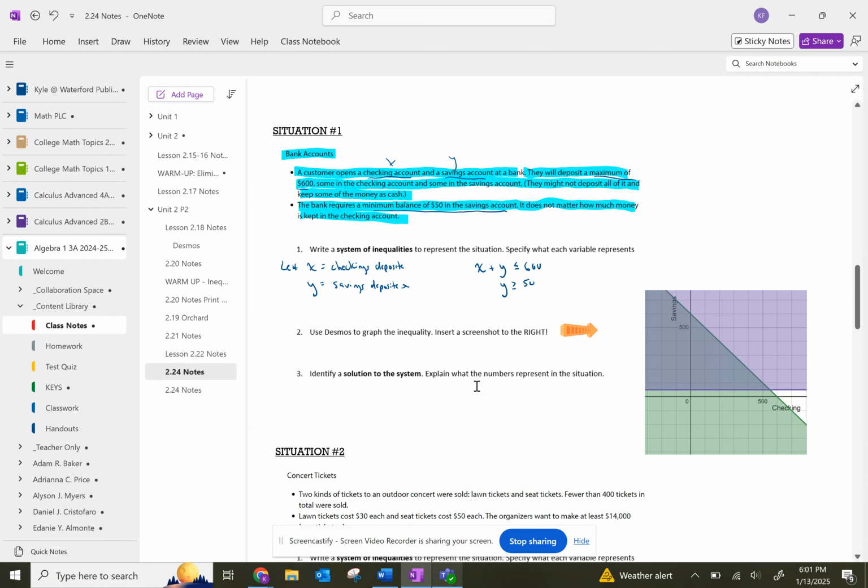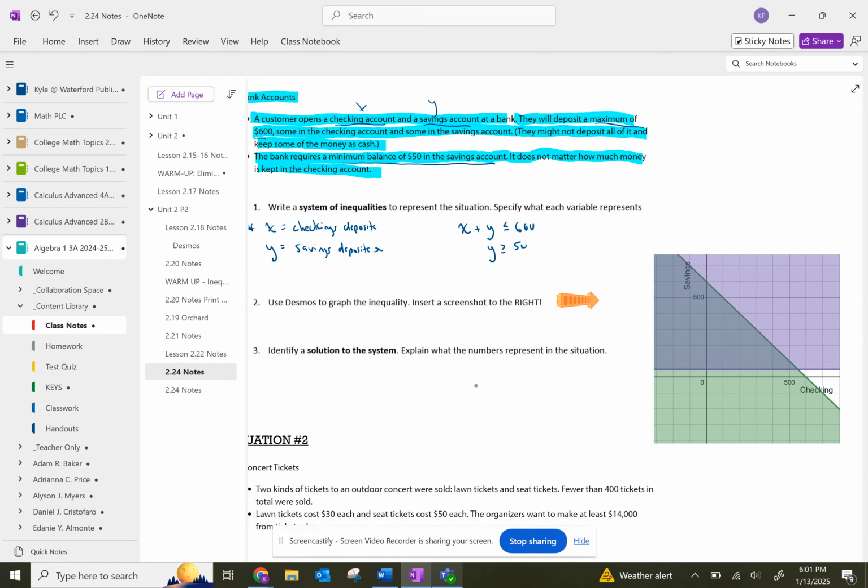So to find a solution on the graph, it's anywhere that's below this green line but above this purple line. Like I said, it's in this region, the solution set right here. So for example, this point right here, which looks like it's 100, comma 300. So 100, 300 would be a solution. Now we're asked to explain what these numbers represent, and 100 represents the amount of money we're depositing into the checking account.